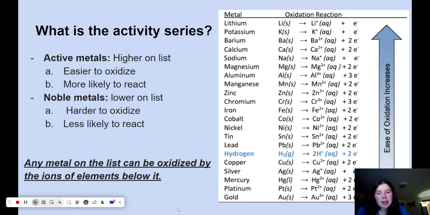And a key note is any metal on the list can be oxidized by the ions of elements below it. Remember that.